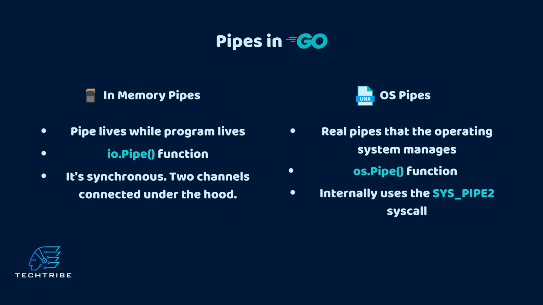Now you know 2 ways to make pipes in Go. However, there are other ways, and we will actually make an OS pipe with another function in Go. So stick around to the end. Let's see the overall architecture of it and how it works.